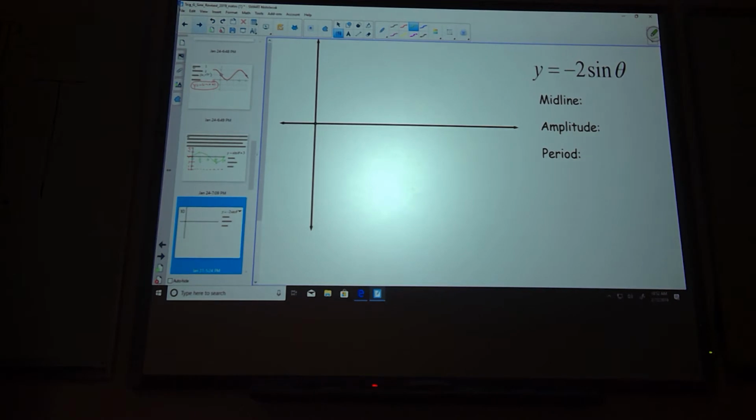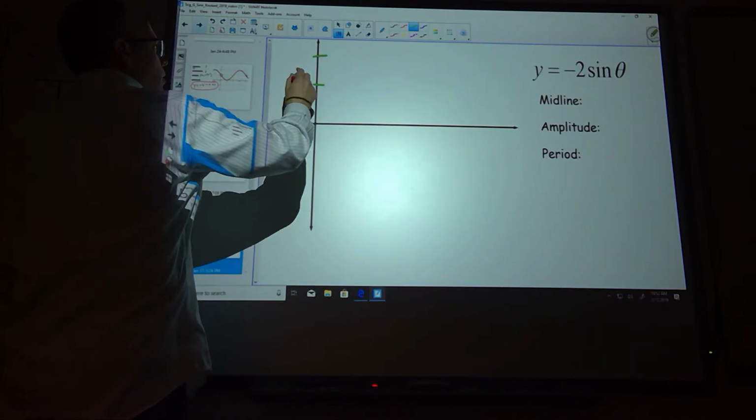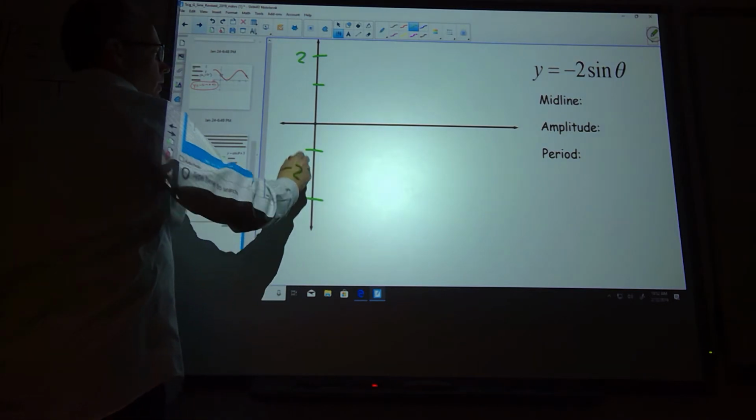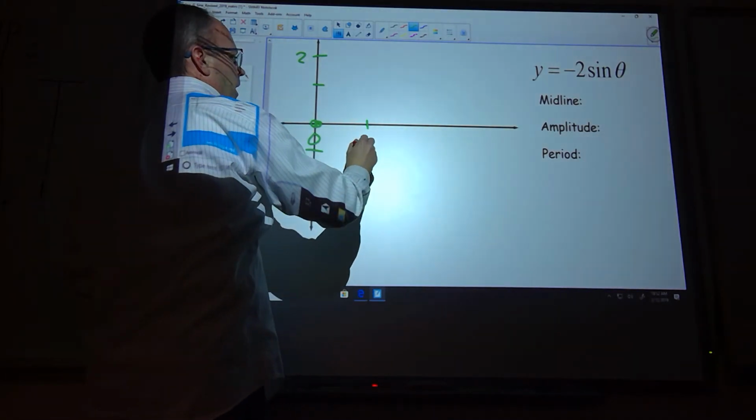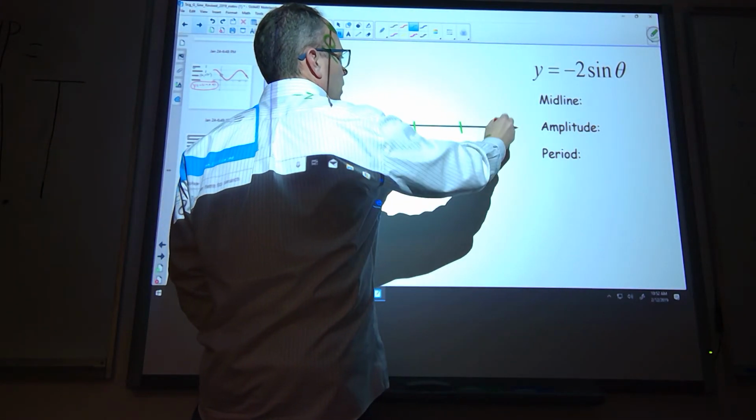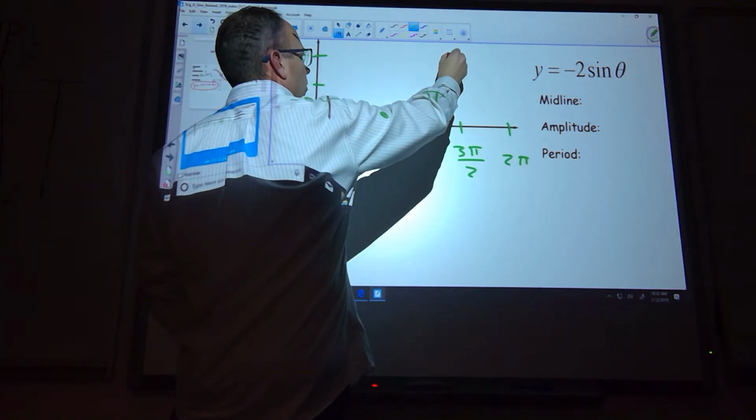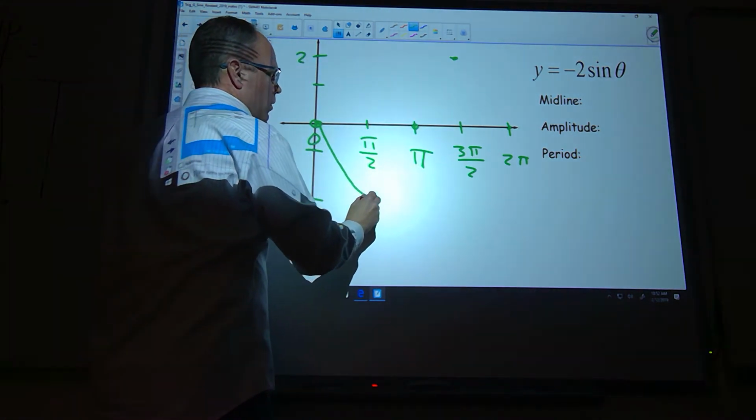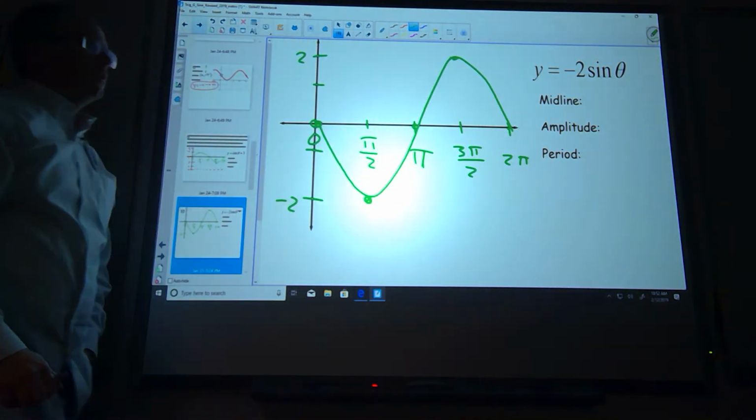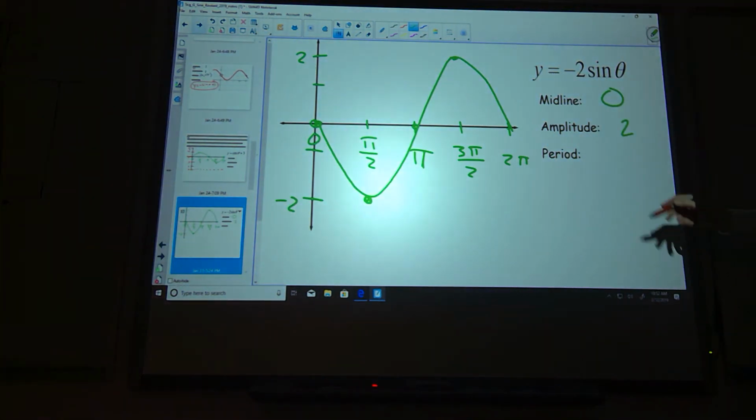All right. -2 sine. This doesn't shift up or down at all, right? How high above the midline do I go? So we get 2 and -2. So that's 0, it's pi halves, it's pi, it's 3 pi over 2, that's 2 pi. So we're going to go here, then to a min, back to a 0, back to a max, back to a 0. There it is. What's my midline? 0. What's my amplitude? The absolute value of that is 2. What's the period? It goes from 0 to 2 pi. Done.